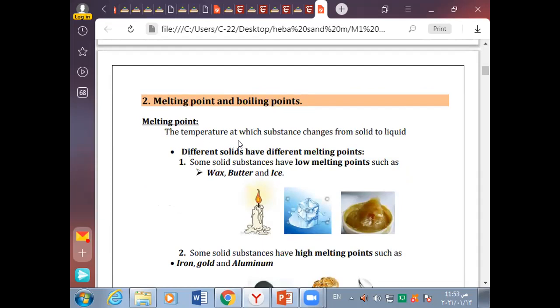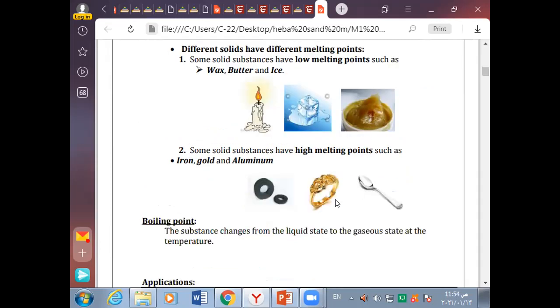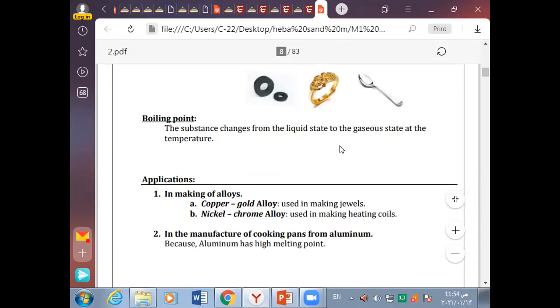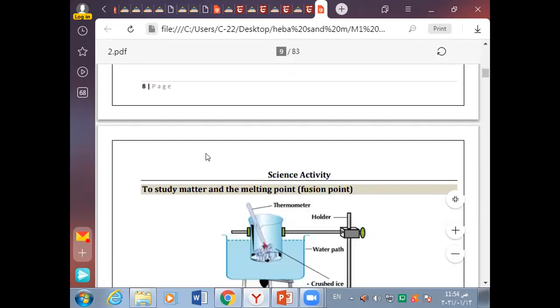Melting point is the temperature at which a substance changes from solid to liquid. This is melting point, not melting process. When we say melting process, it is the change of matter from solid into liquid. But melting point is the temperature at which a substance changes from solid to liquid. Boiling point: the substance changes from liquid into gaseous state at a temperature. You must say the word temperature.